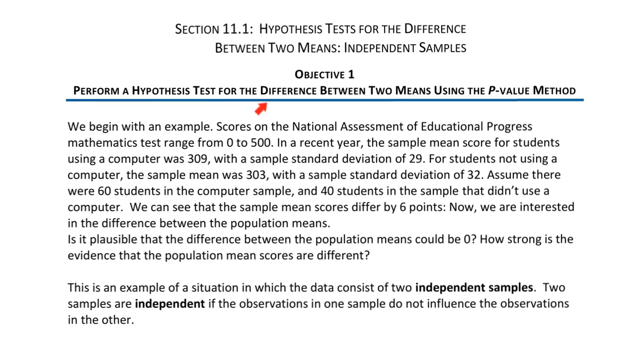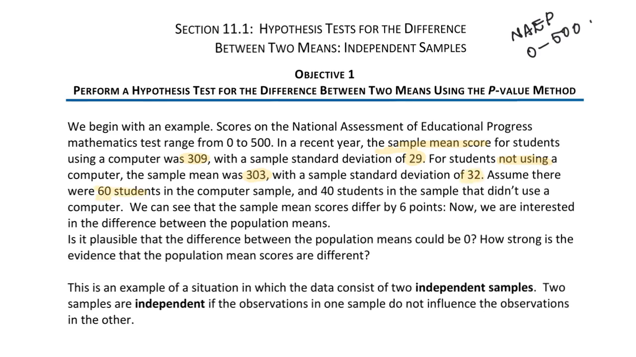Objective 1. Perform a hypothesis test for the difference between two means using the p-value method. Let's begin with an example. NAEP, the National Assessment of Educational Progress, has been testing students for the past 30 years. The scores on the NAEP mathematics test range from 0 to 500. In a recent year, the sample mean score of students using computers was 309 with a sample standard deviation of 29. For students not using a computer, the sample mean score was 303 with a sample standard deviation of 32.